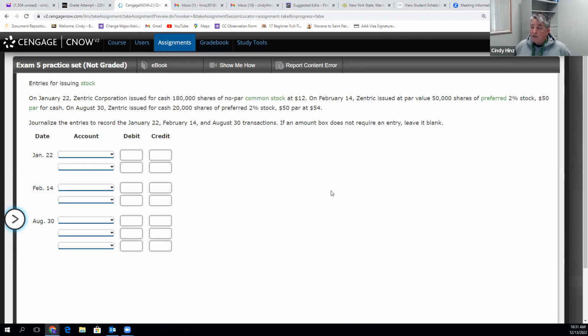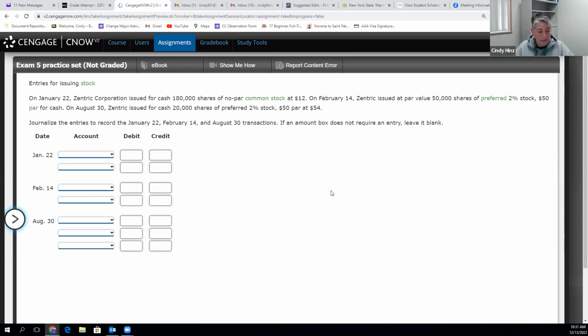So moving on then, we're still in chapter 12. We're now looking at issuing stock. And so we looked at several exercises in the chapter for how do we issue stock that has a par value? How do we record that? How do we record when we issue stock for something other than cash?